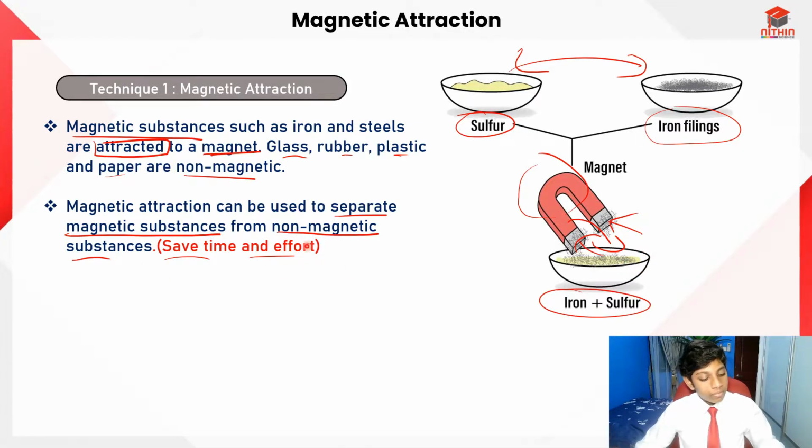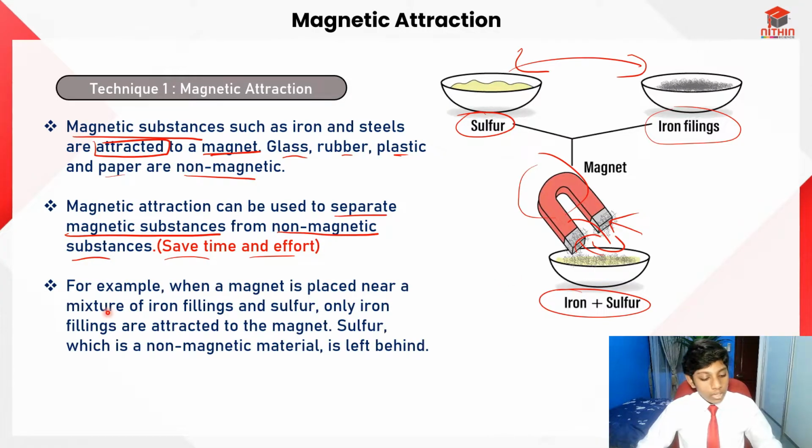So why does it save time and effort? Because instead of taking the iron filings one by one, we could do this, right? This is what I've just said. When a magnet is placed near a mixture of iron filings and sulfur, only the iron filings are attracted to the magnet. Sulfur, which is a non-magnetic material, is left behind. This experiment is most probably done during science lessons. When you're learning the separation techniques, you might go to the lab and do this experiment.